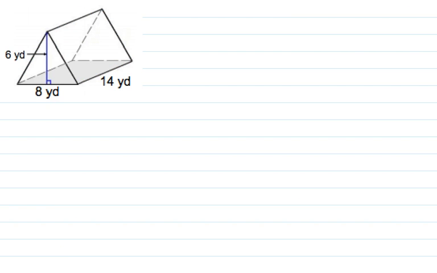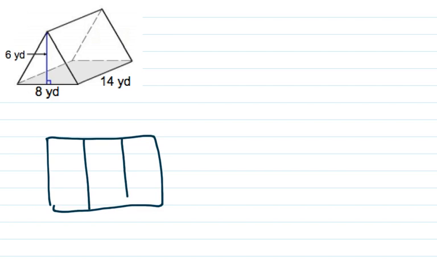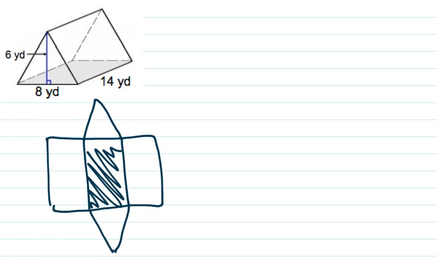Here we have a triangular prism. The triangular prism has a net that looks a little bit like this. And you simply line up the pieces. So this would be my base one. And it is a 14 by 8. And the height of the triangle is 6. And it's the same for the other triangle.